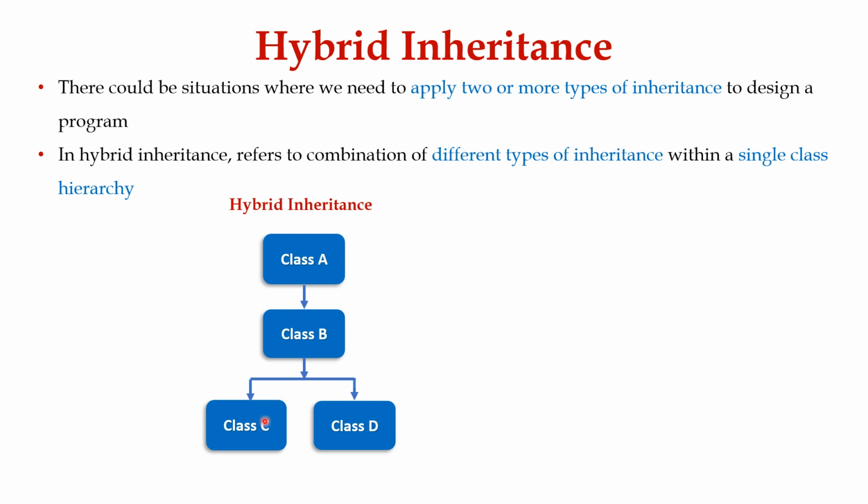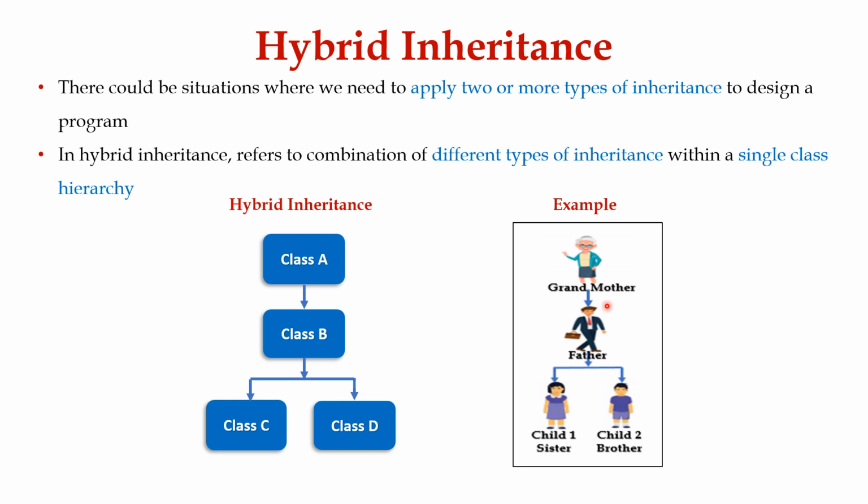Next, hierarchical inheritance is achieved from class B, class C and class D. We have a single base class, that is class B, and we have multiple derived classes, that is class C and class D. So class C and class D are derived from class B.